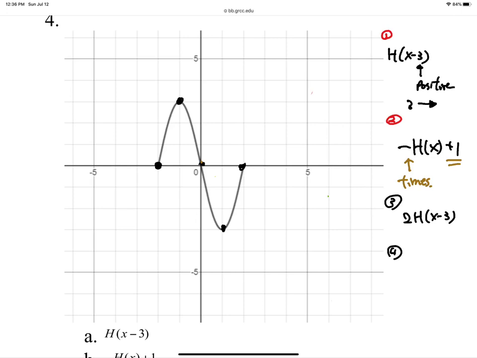4 is 1/3 h(x minus 2). I need to give you guys something to move to the left. I'm using too many minuses. Alright, so here we go. Minus 2 means 2 to the right. So let's do that first. 1, 2, 1, 2.